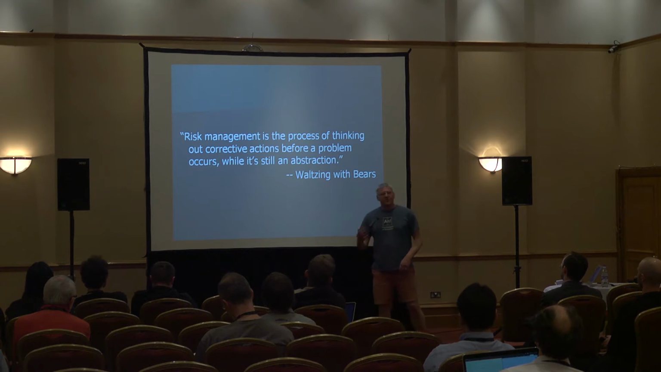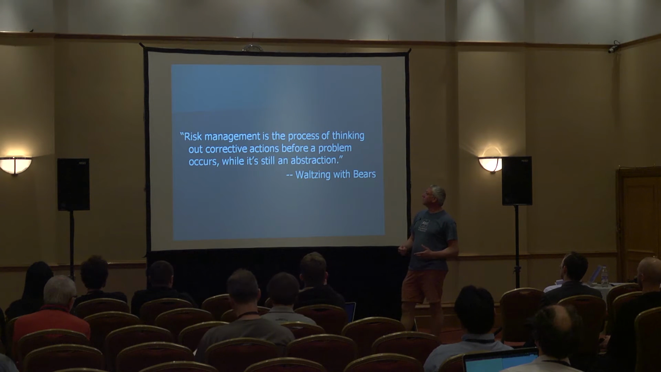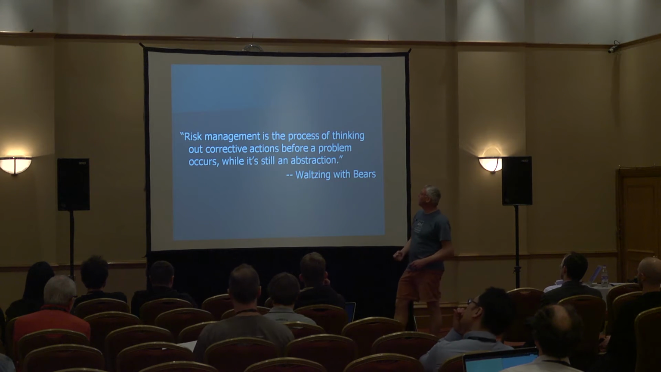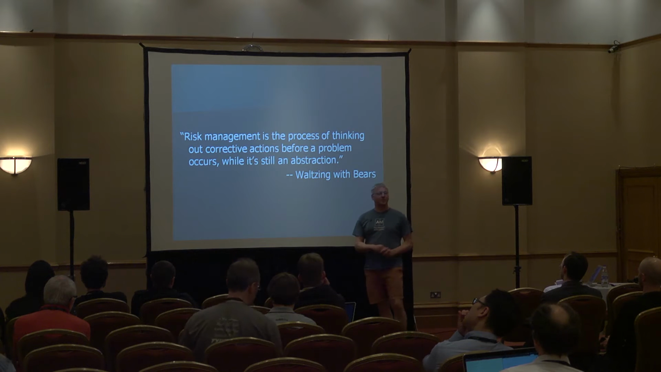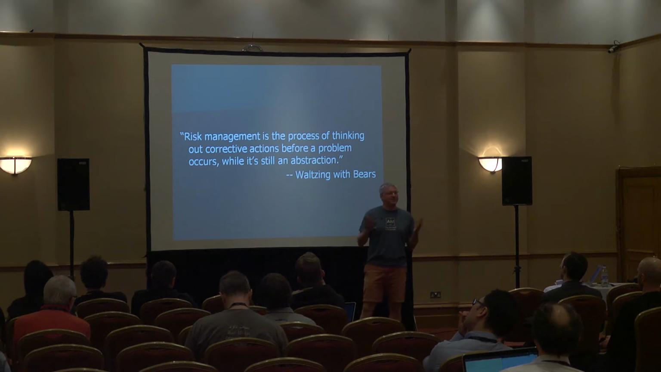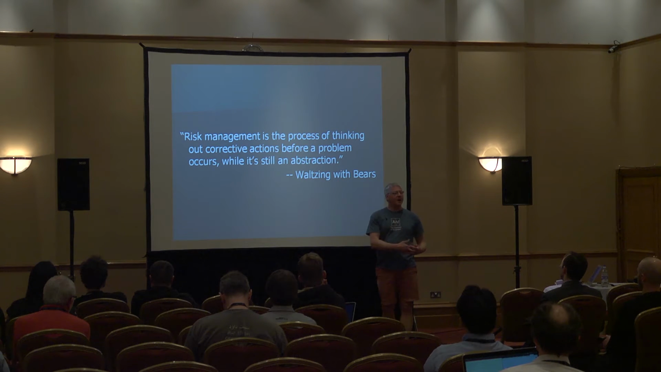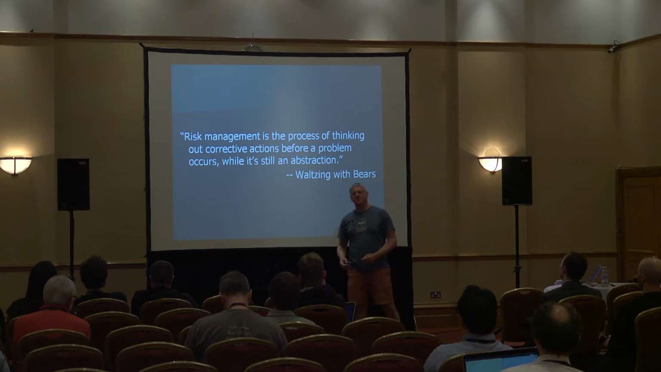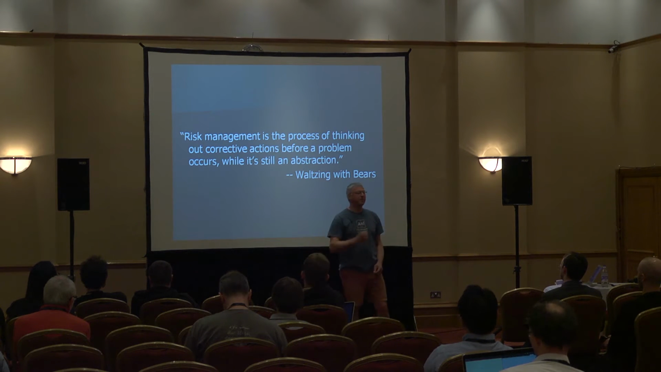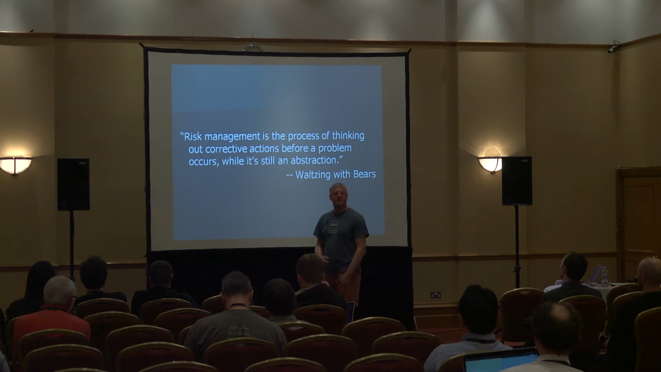Taking the risk management side of things a little further, the book talks about risk management as the process of thinking out corrective actions before a problem occurs, i.e. while it's still in abstraction. As programmers, it's got the word abstraction in. Everybody loves abstraction, so I thought, why not? What we're talking about here is, rather than particular incidents and specifics, like there's a fire in the building, we lose our data server, or something else happens and the hard disk fails.